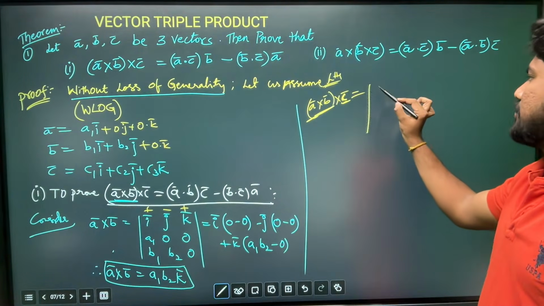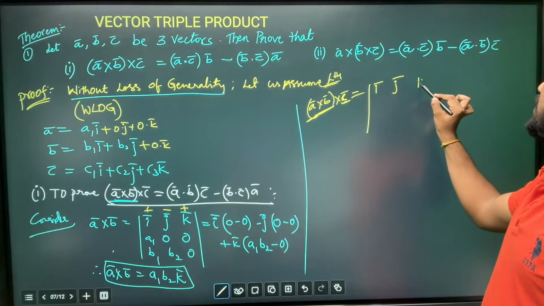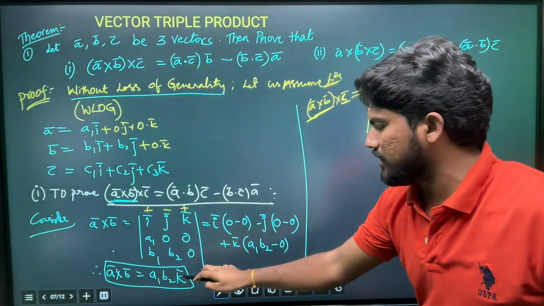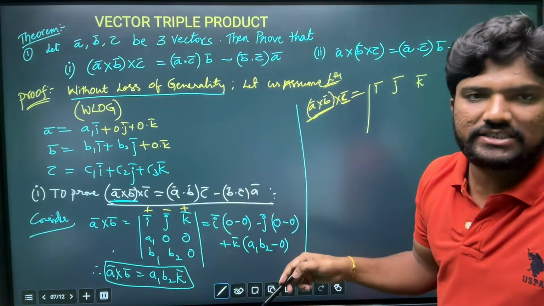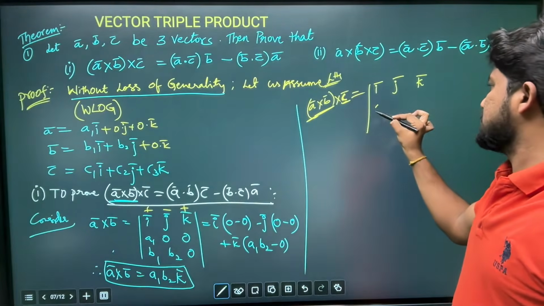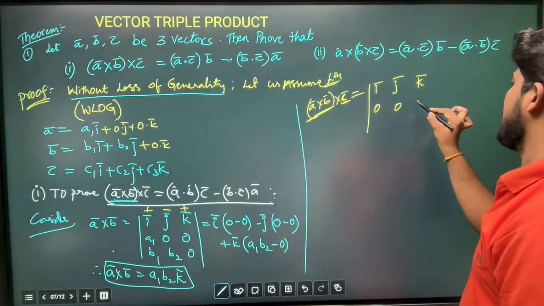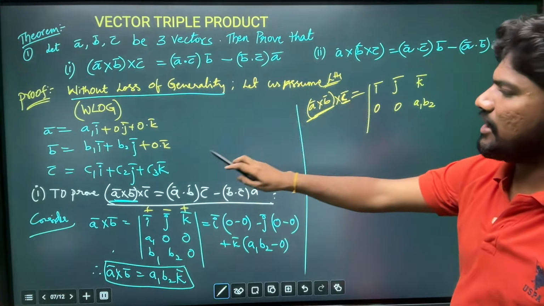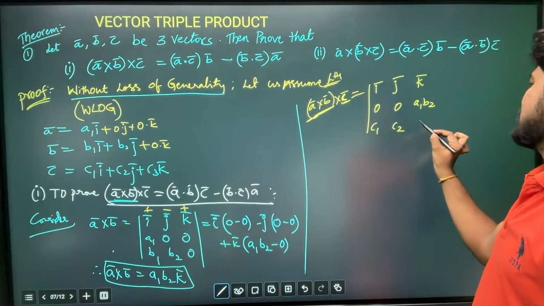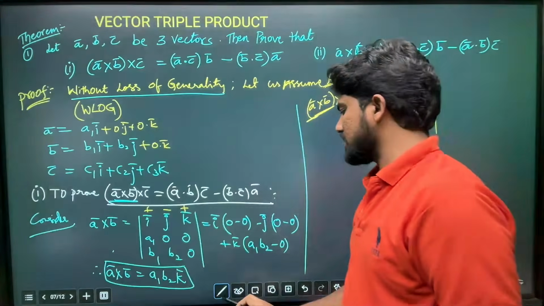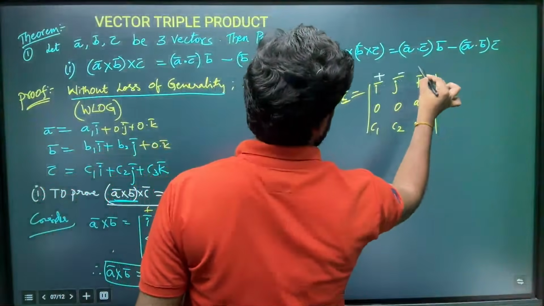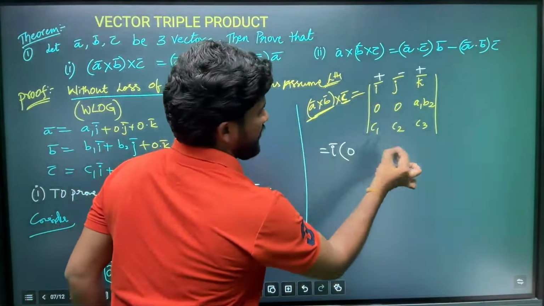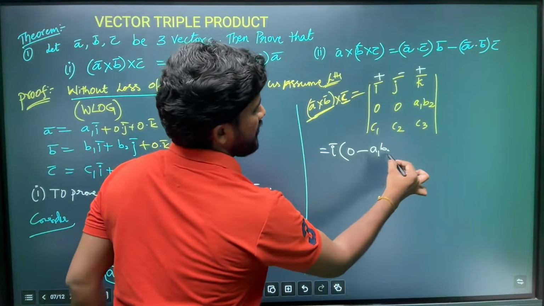So now again the same process. I bar, J bar, K bar. Now tell me, A bar cross B bar is the first vector. What are those values? Here A1 B2 K bar values are there. That means J bar is 0 and I bar is also 0, and the K bar value is A1 B2. Clear? Next, the second vector is C bar, with values C1, C2, C3. Clear everyone? So now the same process. Find the determinant value, plus minus plus. Then you will get I bar into, delete first row first column, 0 into C3, 0 minus A1 B2 C2.